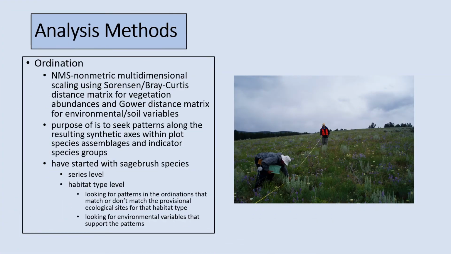The analysis methods we are using start with non-metric multidimensional scaling, or NMS, using Sorensen-Bray-Curtis distance matrices for our species abundance data, or Gower distance matrices for our environmental and soil variables. The purpose of NMS ordinations is to seek patterns along the resulting synthetic axes within plot species assemblages and indicator species groups, or within assemblages of environmental and soil variables. We have started with sagebrush species, first at the series level and then at the habitat types level. We are looking for patterns in the ordination that match or don't match the provisional ecological sites within that habitat type or published ecological sites, and we're looking for environmental variables that support the patterns.